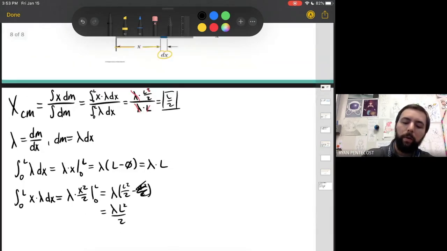So that is how we can use calculus to find the center of mass. In part 2, we're going to expand a little bit on how we can use calculus to find center of mass. For example, what if lambda is a function of x instead of just lambda? We'll continue that on in center of mass part 2, and that will wrap up chapter 9.